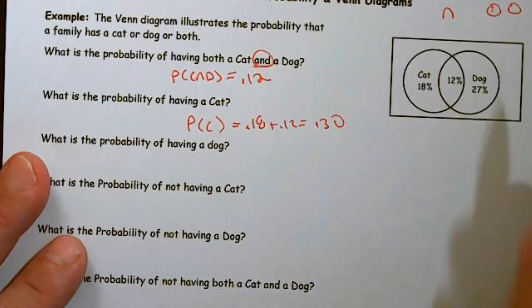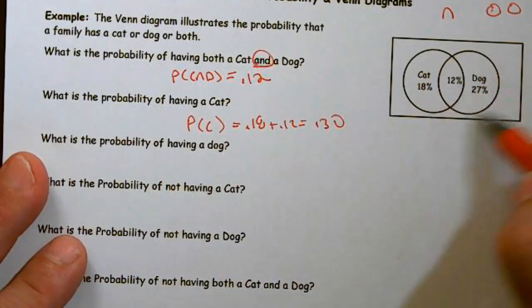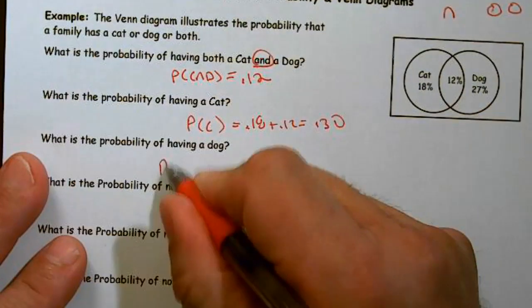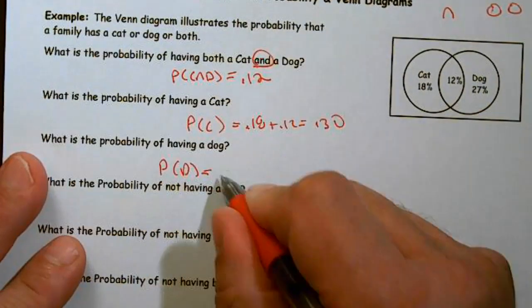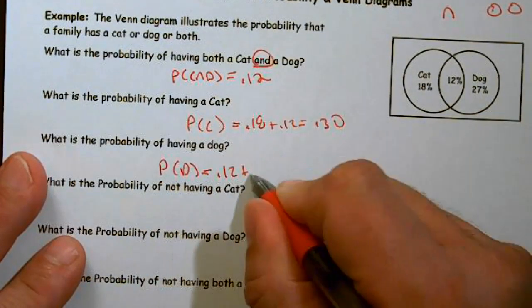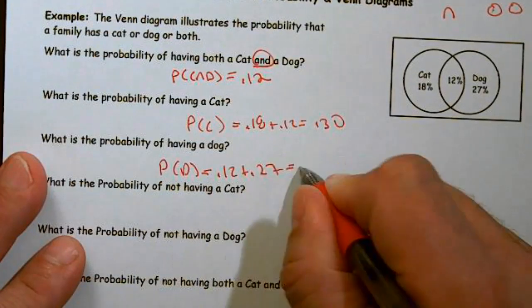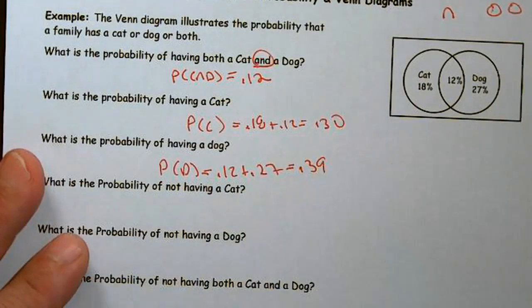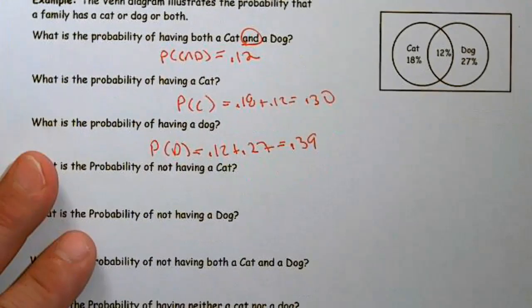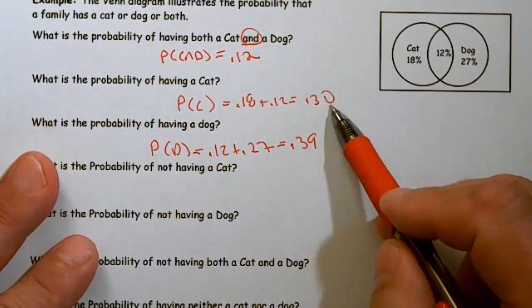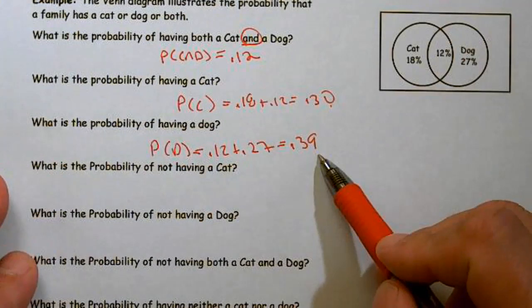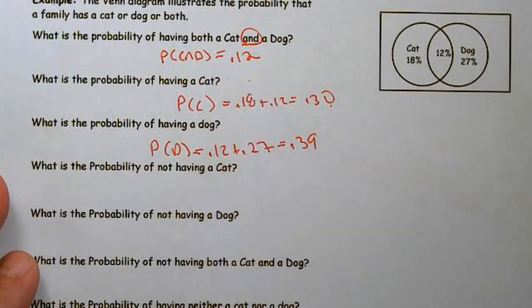So what's the probability of having a dog? Well, that would be this dog circle right here. So the probability of a dog equals 0.12 plus the 0.27 equals 0.39. So there's a 39% chance that the family owns a dog. 30% chance they own a cat, 39% they own a dog, 12% chance they own both.